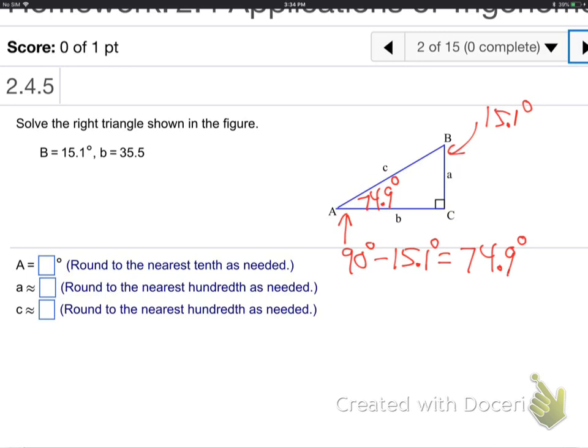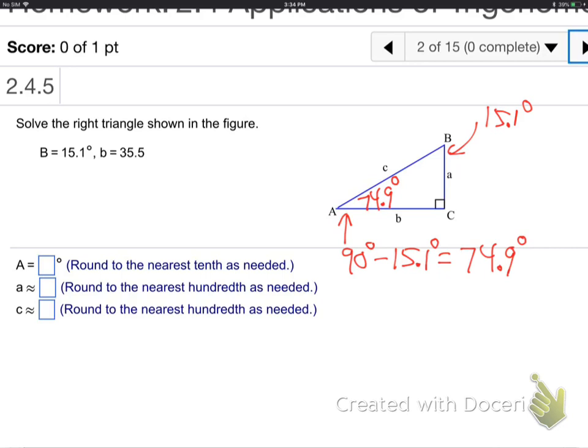Good so far? 74.9? Yeah, and I'm just going to use that one. Like Pauline was saying, I like the one in the lower corner. But you could use the 15.1, either one. You can use either angle to do your trig angles and make everything work. I'm just going to use the 74.9 and use that to do my trig.